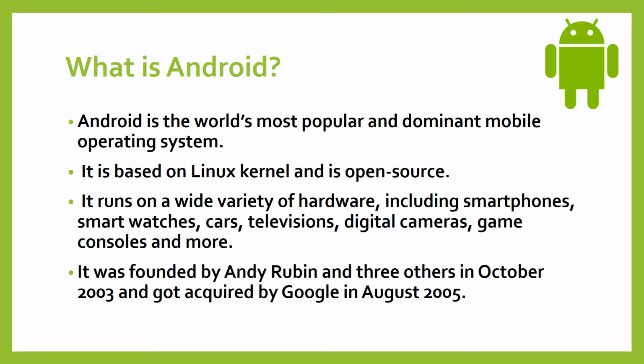It runs on a variety of hardware, which includes smartphones, smartwatches, cars, televisions, cameras, game consoles, and many more, the list just goes on. Well, who's behind this? It is Andy Rubin and his three friends who founded Android in October 2003. Later, Google acquired it in August 2005.